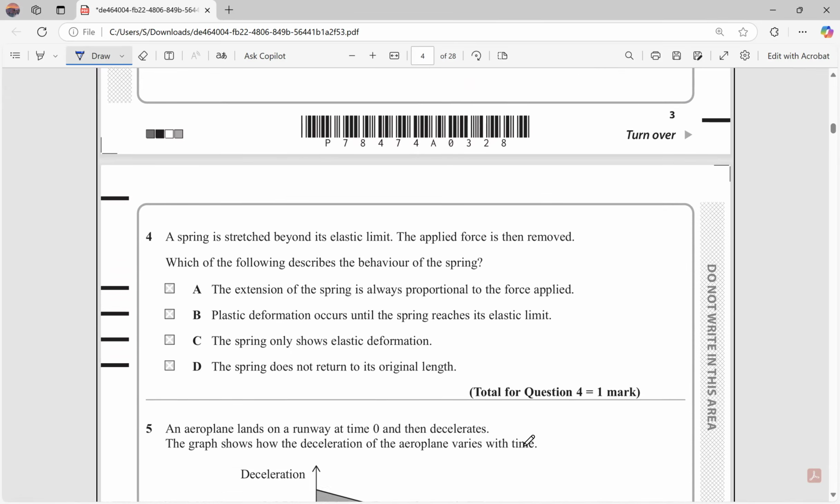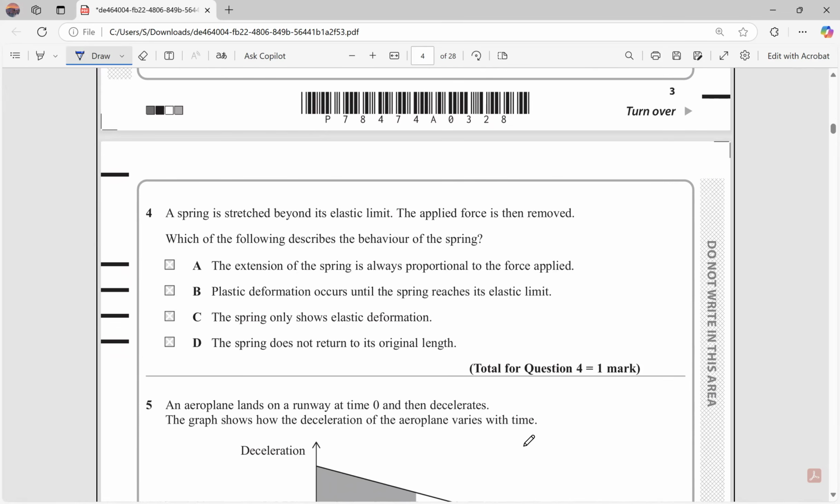Okay, question 4. A spring is stretched beyond its elastic limit. The applied force is then removed. Which of the following describes the behavior of the spring? It's simple. If you stretch anything beyond its elastic limit, it does not go back to its original shape or size, and it becomes plastic. By plastic, we mean it's not elastic anymore. An elastic material, when you remove the force, goes back to its original shape.